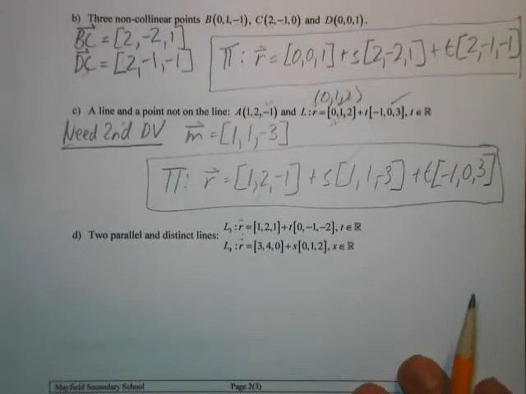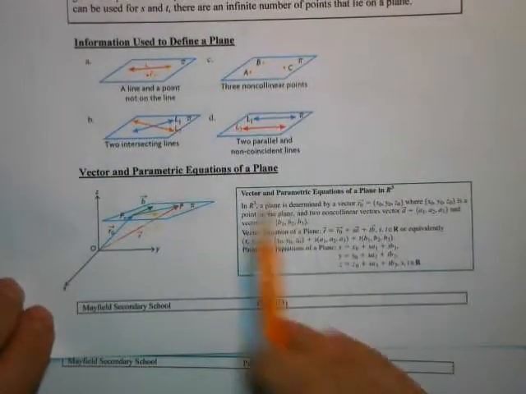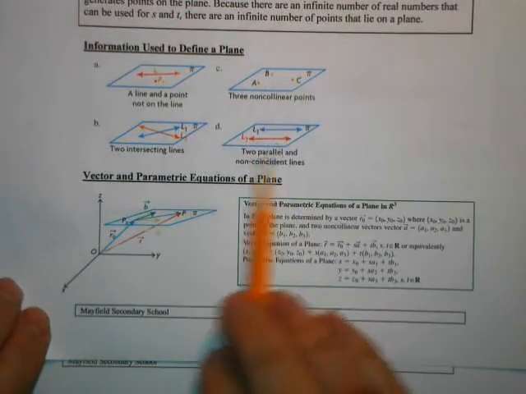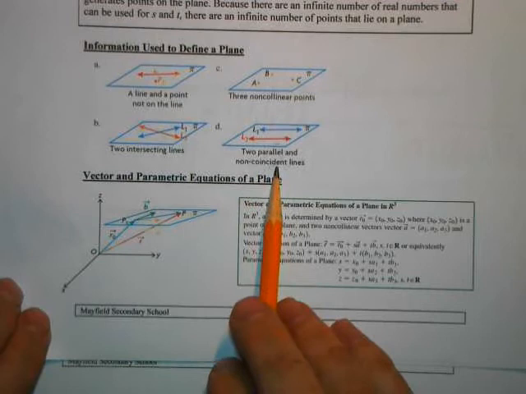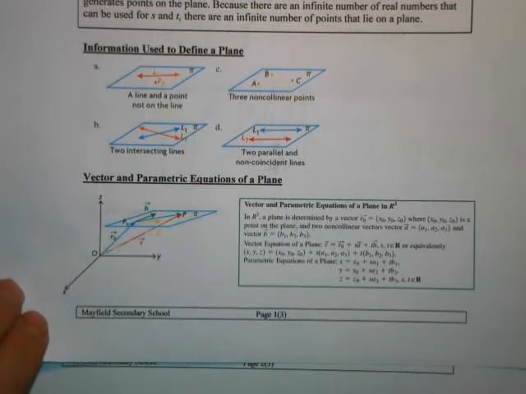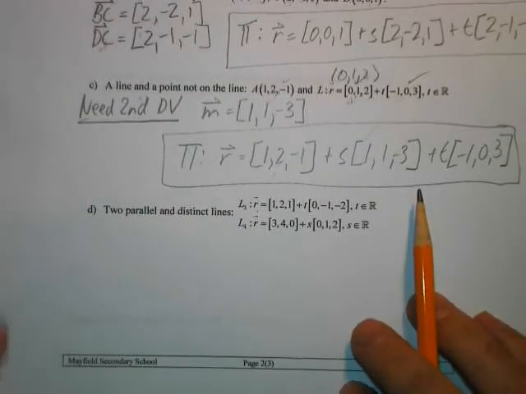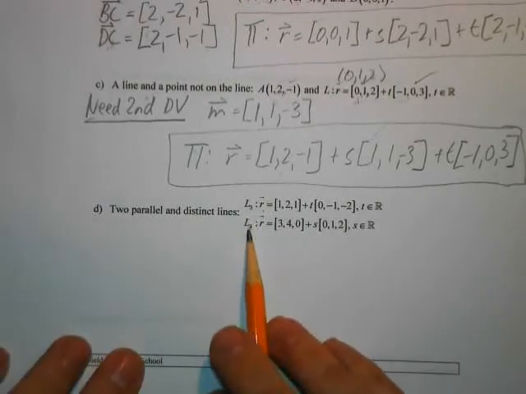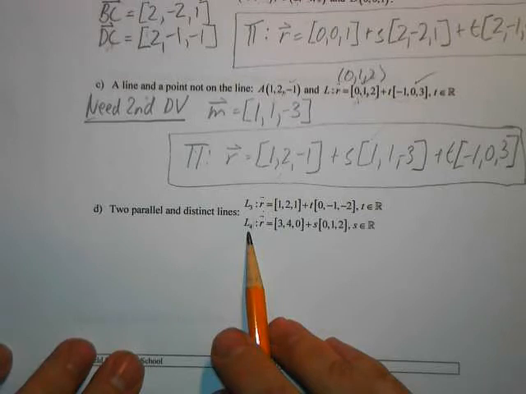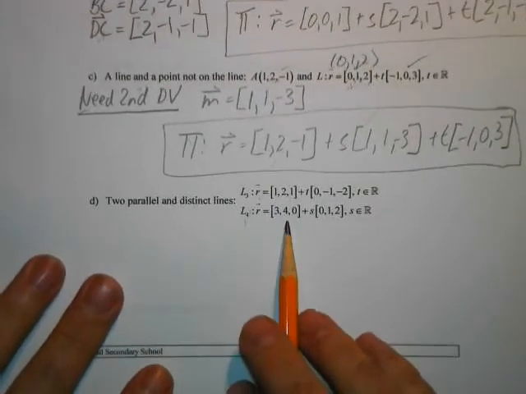The fourth one, 2 parallel and distinct lines. Well, that is here. So remember, we called them non-coincident lines here. Distinct is the same as non-coincident. Distinct means they're different. Okay, coincident means they're the same. Okay, so now we've called these L3 and L4, I guess because we had L1 and L2 earlier in part A. So how are we going to do this?